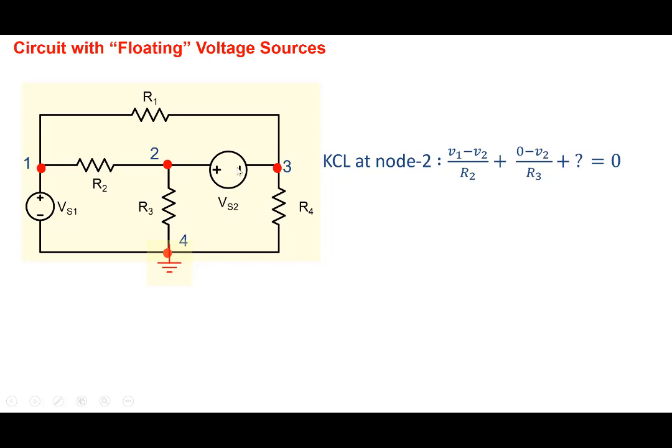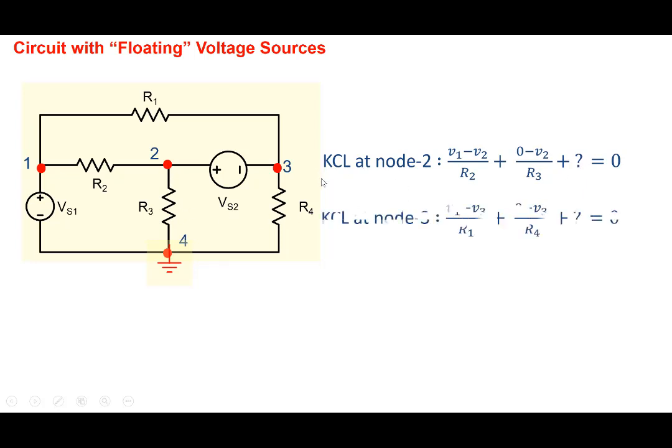Well, what about the current coming from here? How do I write this up? What is the current coming from here? This is a voltage source, and the model of a voltage source is that V2 minus V3 is Vs2. But we don't know what the current is. And for writing KCL, I need a current value here. So I'm unable to proceed and write a KCL at this particular node here.